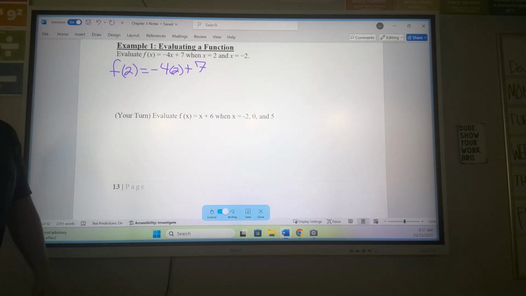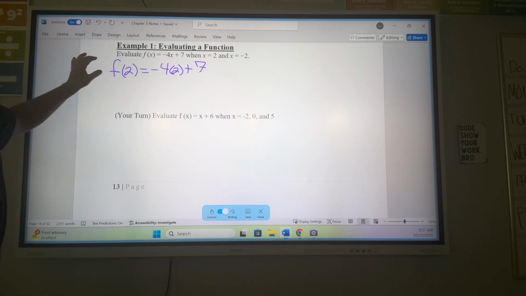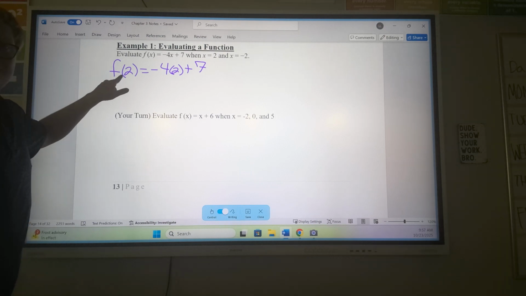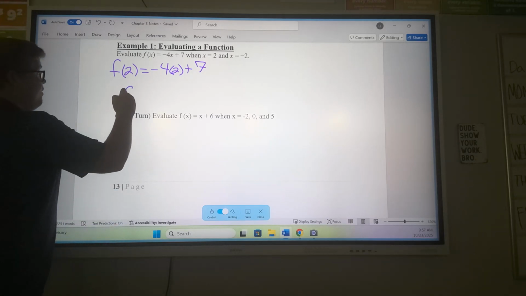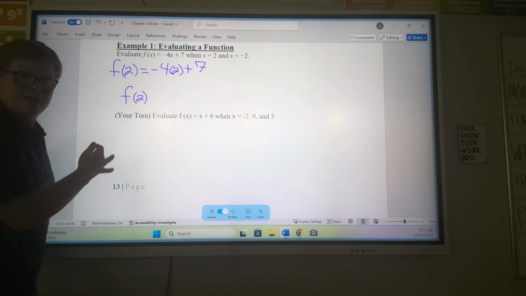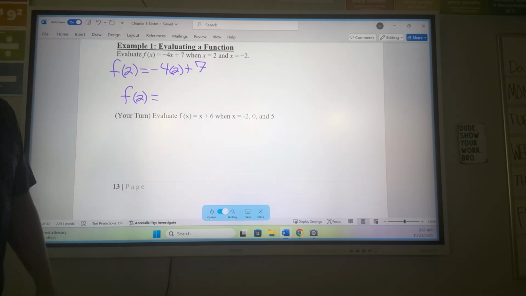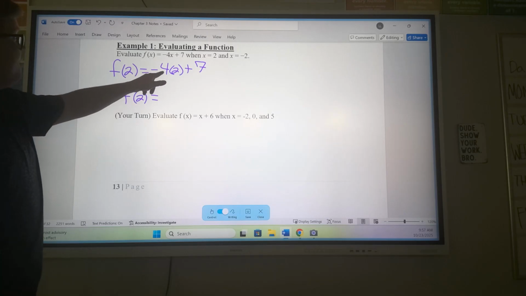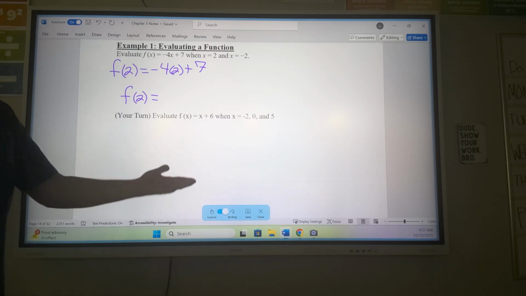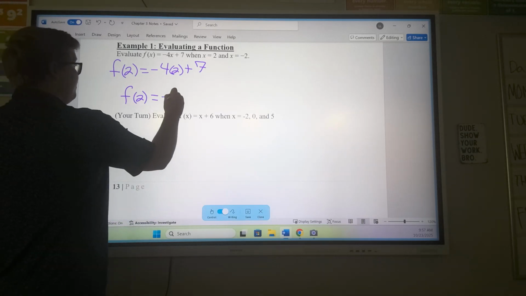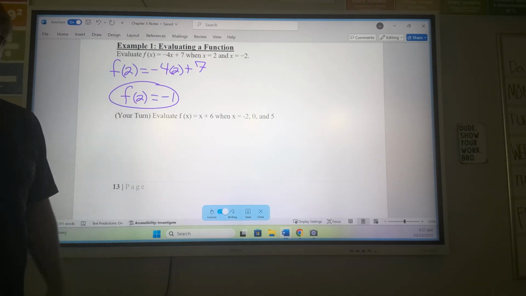Now, like I said from the beginning, we're just going to pretend like this is y. This does not change. This just tells us we plugged 2 in for x. That's what that says. So our answer is going to say, when we plugged 2 in for x, it equaled whatever this is going to be. Does that make sense? So, negative 4 times 2 is a negative 8. Negative 8 plus 7, negative 1. So again, if this was y, it would just be y equals negative 1.